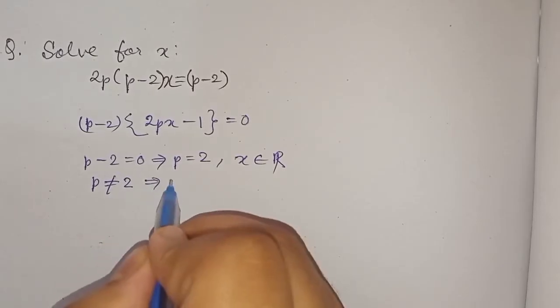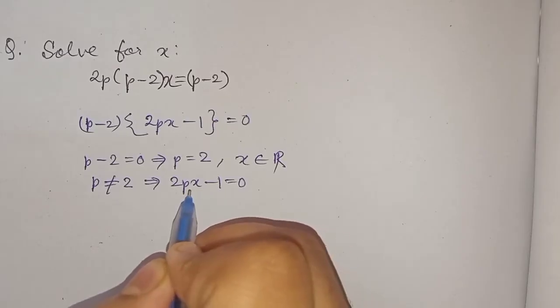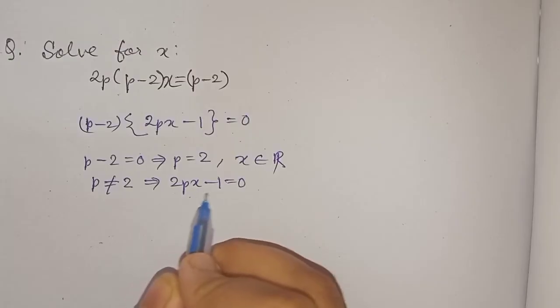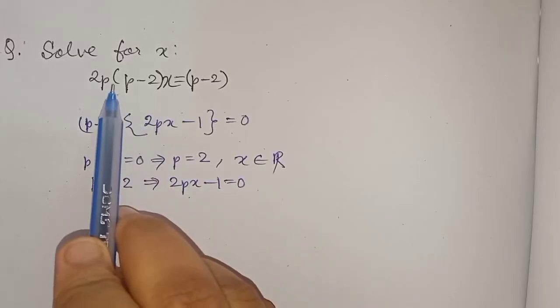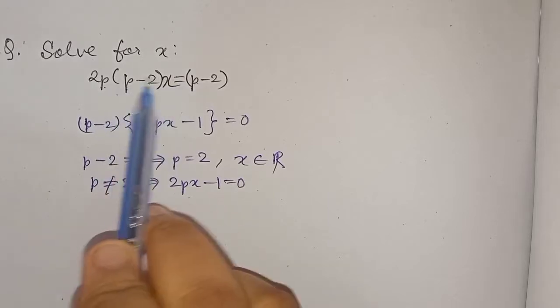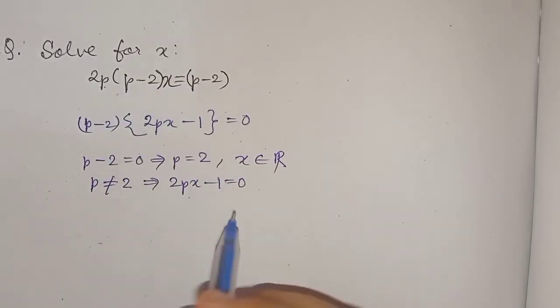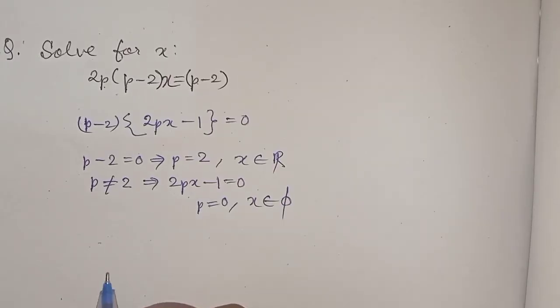So that implies 2px minus 1 equal to 0. But see, when p equal to 0, we get 0 minus 1 equal to 0. So this equation is inconsistent. If we put 0 here, this term is 0 and this is minus 2. So these two sides are becoming inconsistent. So when p equal to 0, there exists no solution for x.